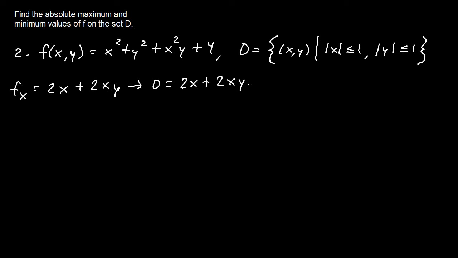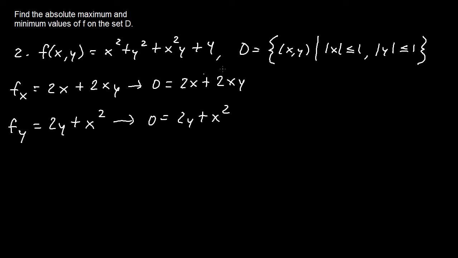Now notice there are two variables, so I'm going to also find the partial derivative of the function with respect to y, and then use substitution here. So f sub y: the derivative of x squared is 0, the derivative of y squared is 2y, and the derivative of x squared times y is going to be positive x squared. And the derivative of 4 is obviously 0. Let's go ahead and set that equal to 0.